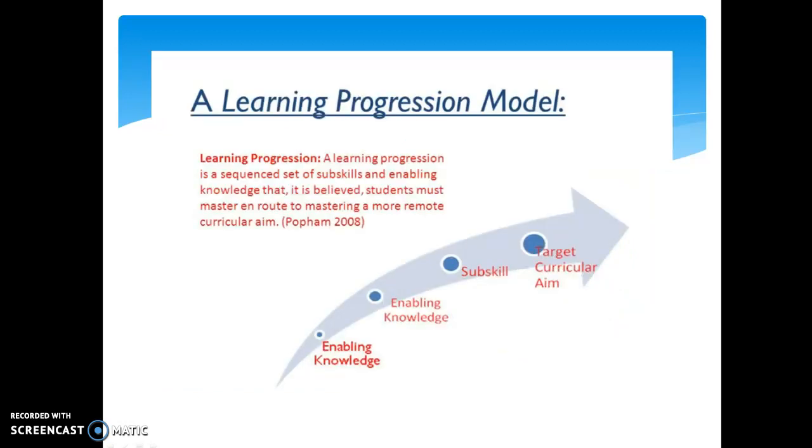Just to go through, what is a learning progression, like the purpose of it. So a learning progression, and this is the Popham model, so you can tell it's not in the boxes like we've been working with. Popham isn't big into the table, but it's the same idea that we have a target curricular aim. In this case it's often content, but it can be skill or content, and then it's a sequence of sub-skills and enabling knowledge that moves students from the beginning of your lesson through to where they reach the target.